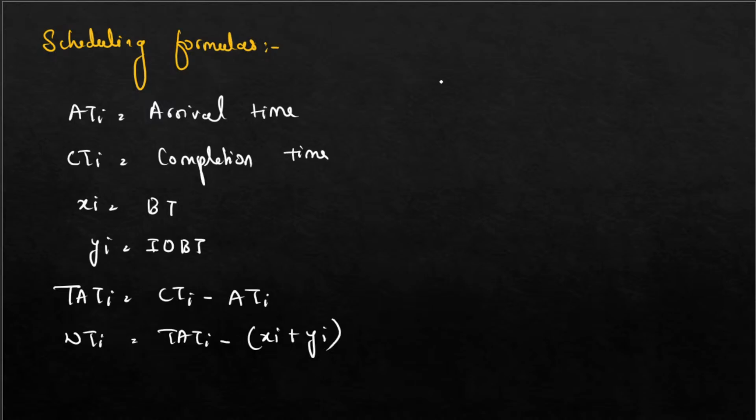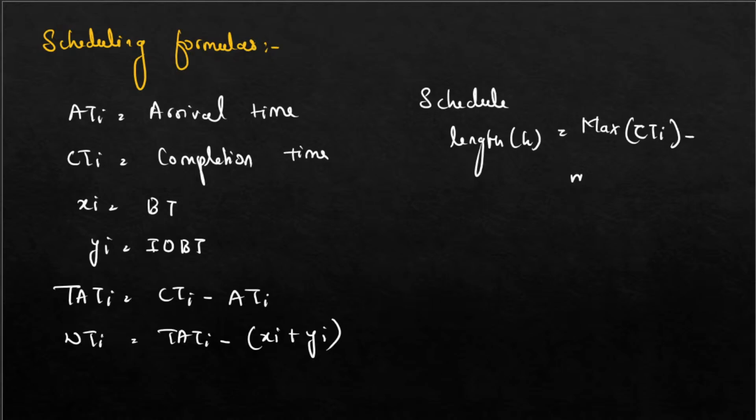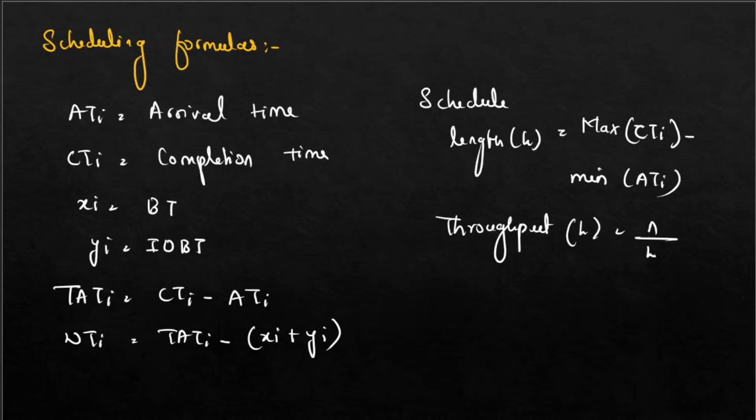And the schedule length L is equal to max CTi minus min ATi. And throughput is equal to N by L. So throughput means N by L.